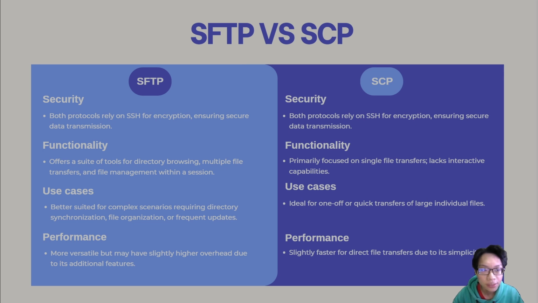In use case, SFTP is better suited for complex scenarios requiring directory synchronization, file organization, or frequent updates. SCP is ideal for one-off transfers of large individual files. The performance of SFTP is more robust but may have slightly higher overhead due to its additional features. SCP is slightly faster for direct file transfer due to its simplicity.